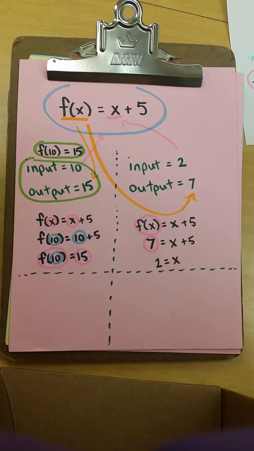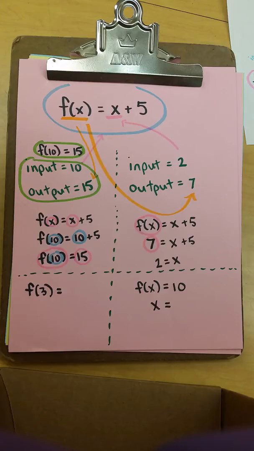If you want to show the input and ask what the output is, you can write something like this. This says, when the input is 3, what is the output? On the other side, if the output is given, it'll look like this, and you will be asked to find the input. In the first case, it's just a matter of swapping out x with the input, and in the second case, it's just a matter of swapping out the f of x with the output.